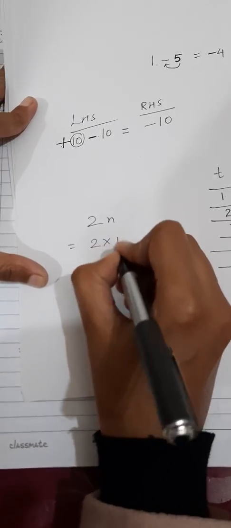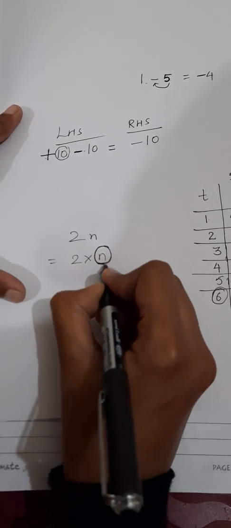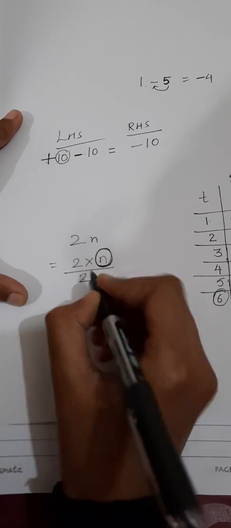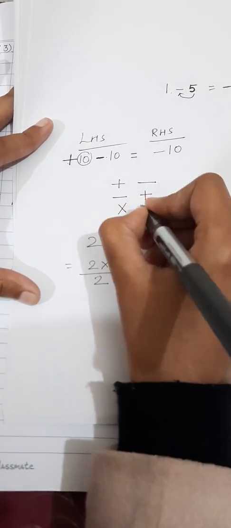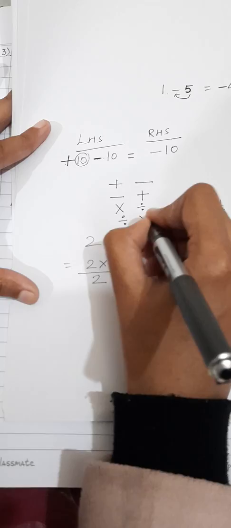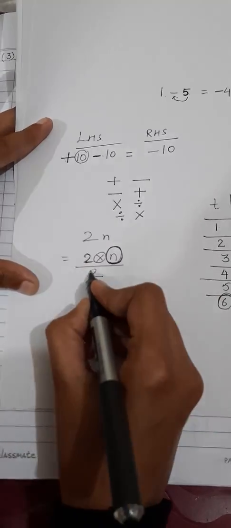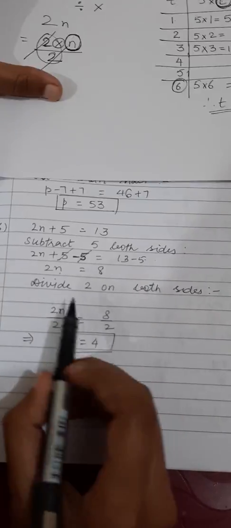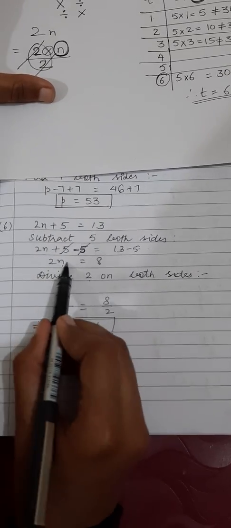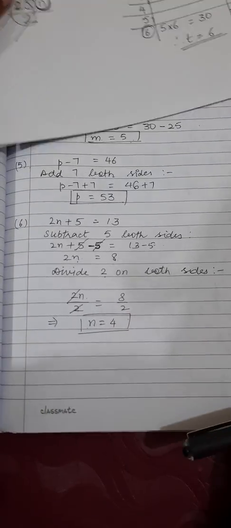Now 2n means 2 is multiplied by n, and I want only this variable n. So to obtain this variable n, I am going to divide. Why divide? If I'm having plus, I'm taking minus. If I'm having minus, I'm doing plus. If I'm having multiply, I'm doing divide. If I'm having divide, I'm going to multiply. So here I am having multiply, I'm going to divide by the same number, because 2 and 2 will get cancelled. So I have divided both sides by 2. 2n upon 2, 8 upon 2. 2 is cancelled with 2. The value of n will come out to be 4.